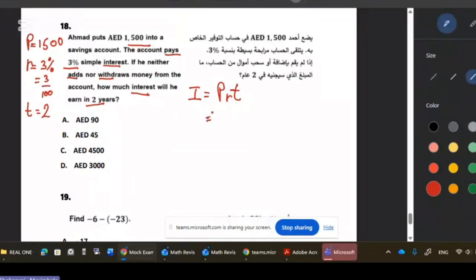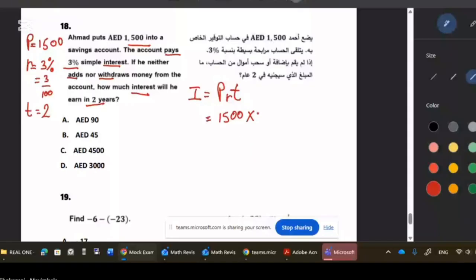Now we can substitute. Where there is P, I'm going to put what now? 1,000. 1,500. And I'm going to multiply. I can put a cross or I can put brackets, whichever I like. Multiply by the rate.